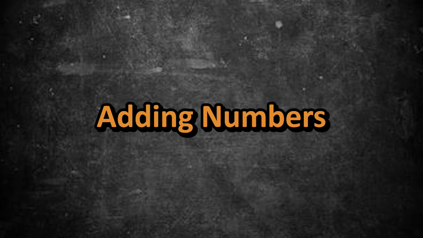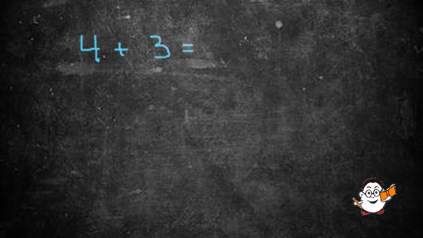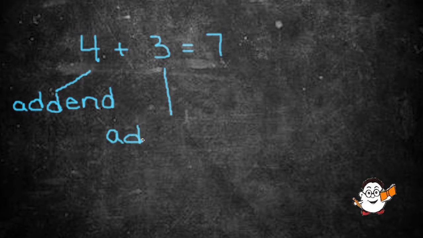Today we're talking about adding numbers. Let's start with a simple addition sentence. The addition sentence is made up of three parts. In this example, 4 is an add-in, 3 is an add-in, and 7 is the sum.